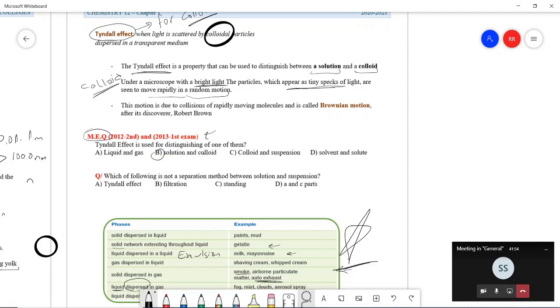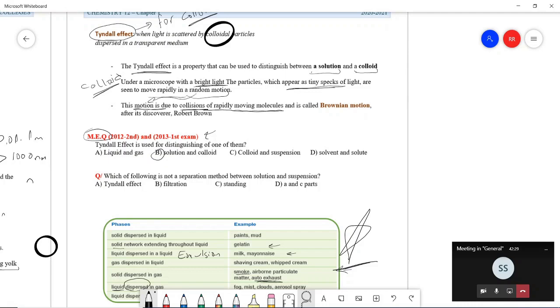For example, if you look at smoke, even without a microscope, in a very bright area, you can see the smoke particles are always moving. They don't stop throughout the air. Even inside the liquid, the particles don't stop. This continuous, rapidly random motion is due to collision. So they are random. Some particles go to one side, the other particles go to the other side. They are due to the collision of rapidly moving molecules.